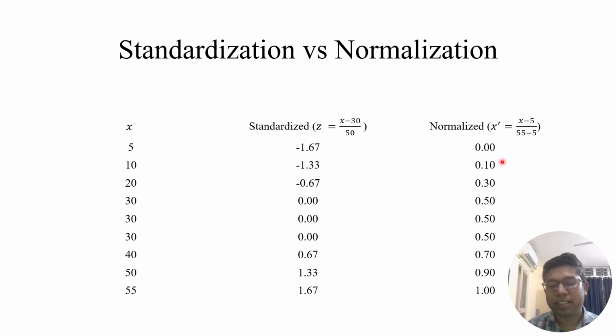What about normalization? So normalized features will be x minus x min, where x min is the minimum value of x, which is 5, divided by x max minus x min, that is the range. So x max is 55, x min is 5. So this range will be 50. Now once I divide this, I get the normalized value, which is in the range 0 to 1.